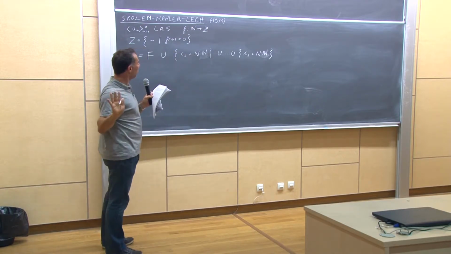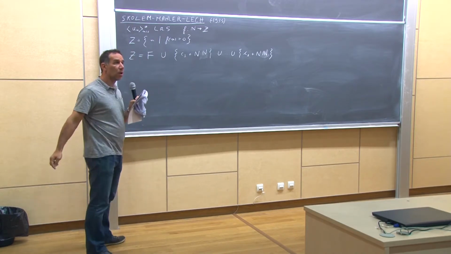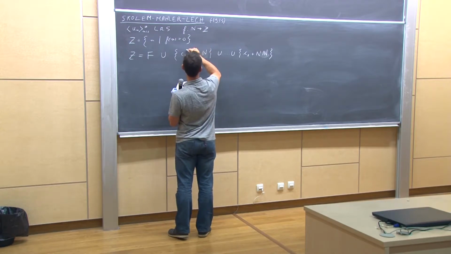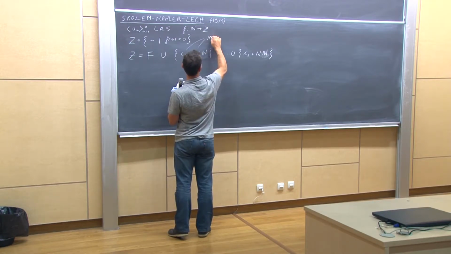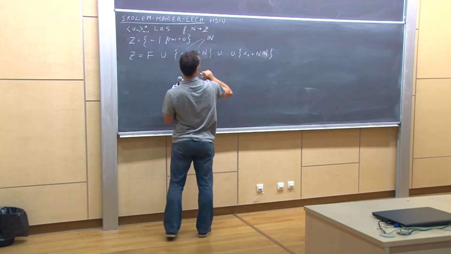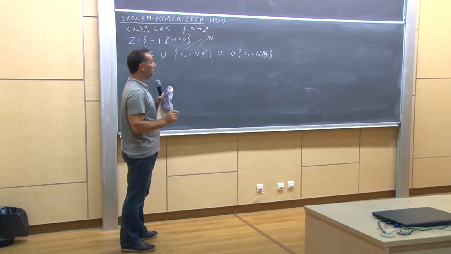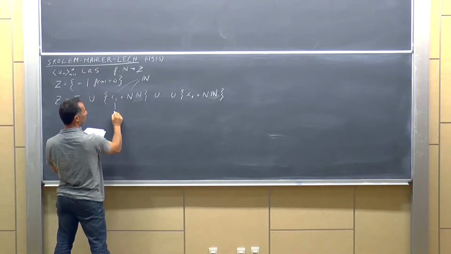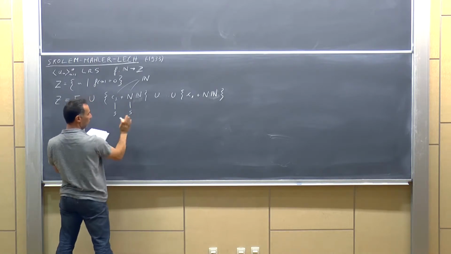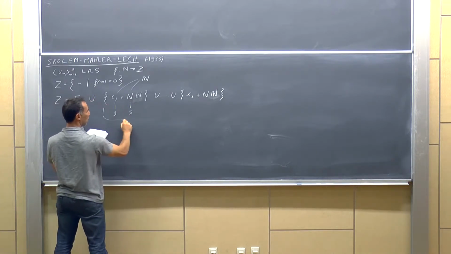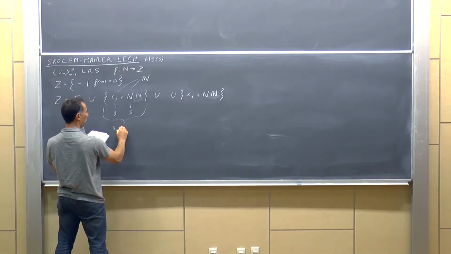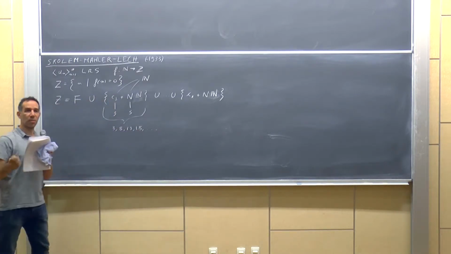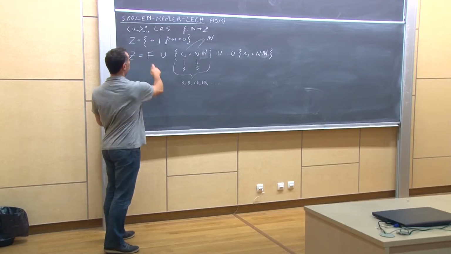Does this make sense, what I've written? This big N is some number. These C's are numbers too. This is an arithmetic progression. For instance, if C1 is 3 and N is 5, this set is going to be equal to 3, 8, 13, 18, and so on. That's what I mean by that. And this is a finite set.